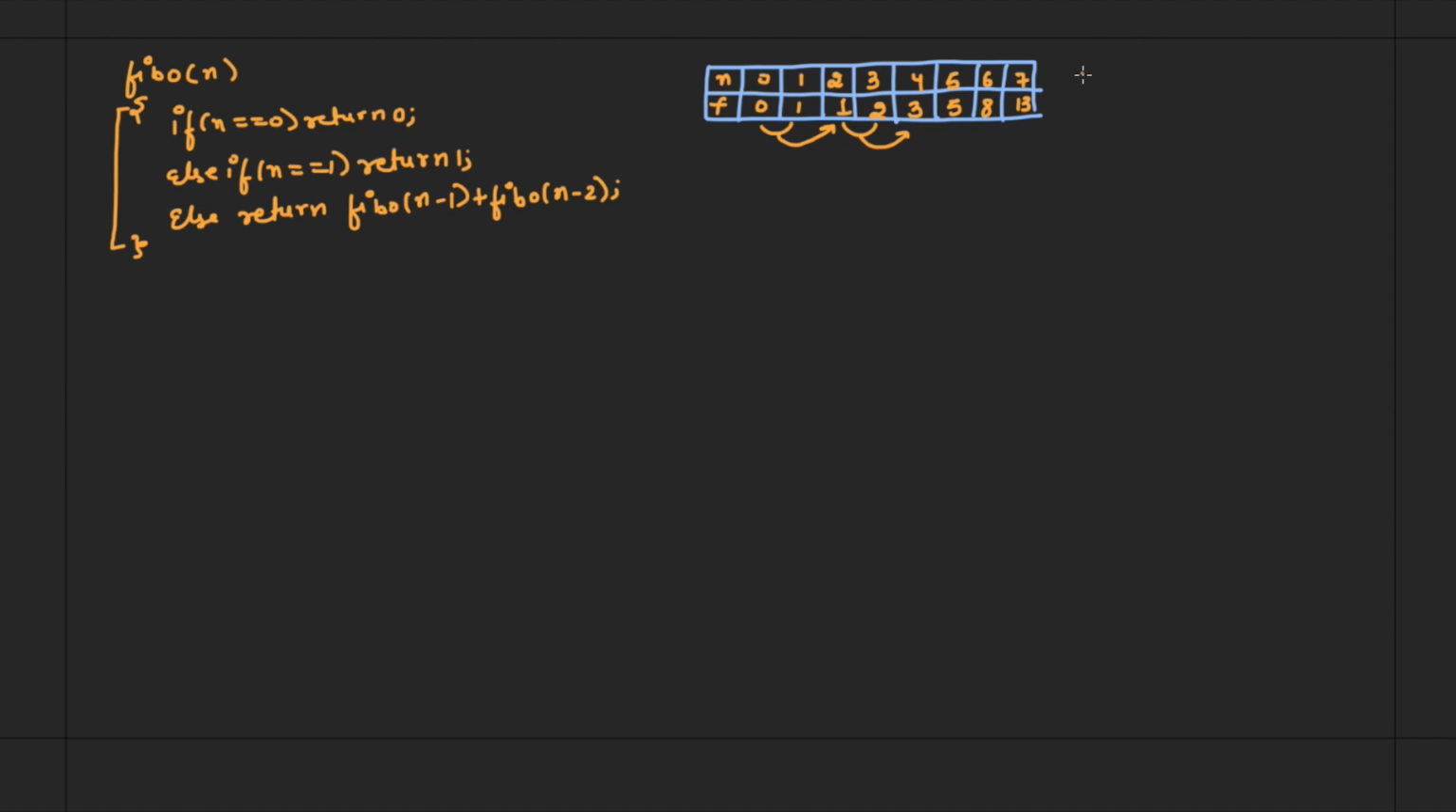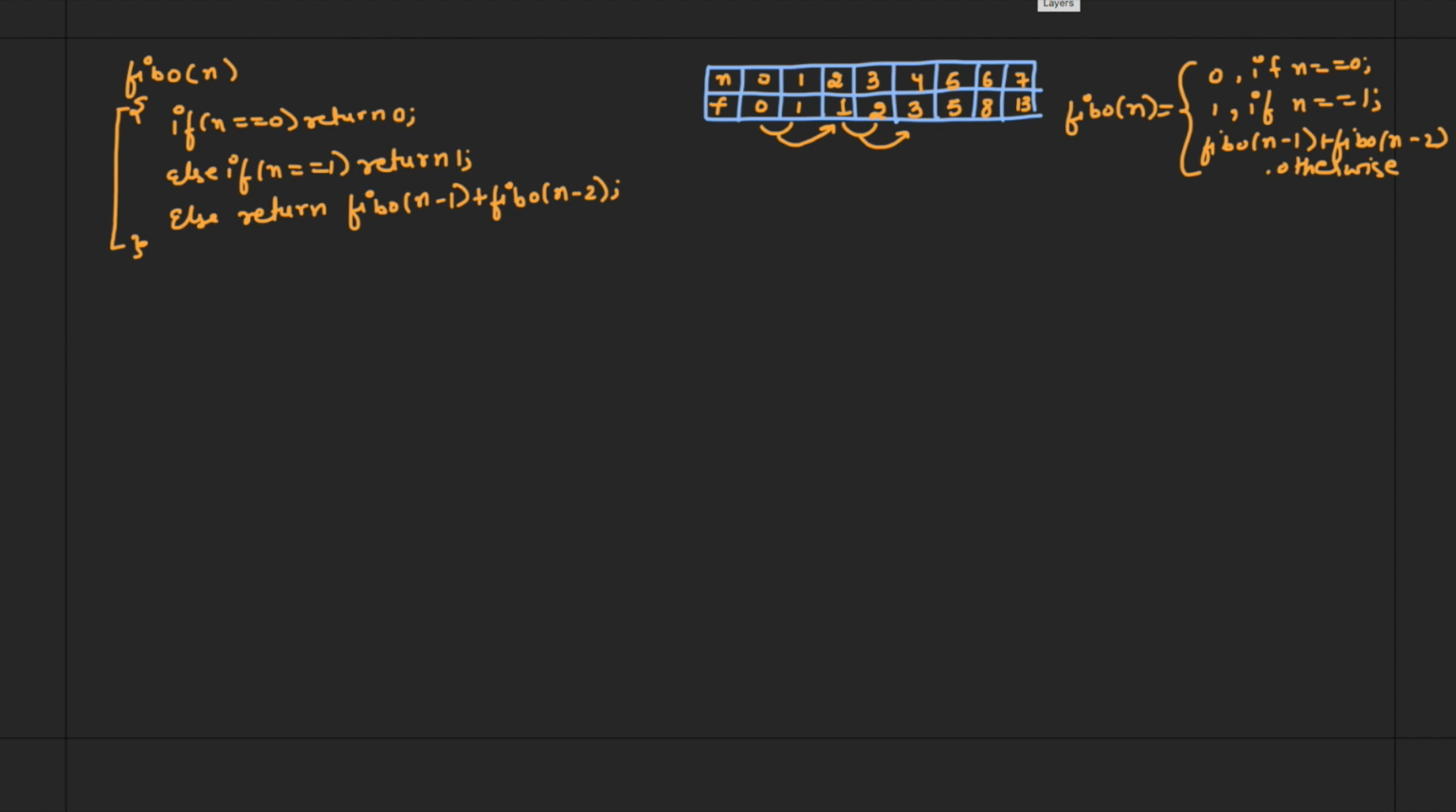So mathematically, Fibonacci of a number n can be defined as 0 if n is equal to 0, 1 if n is equal to 1, or Fibonacci of n minus 1 plus Fibonacci of n minus 2 otherwise. This is how you can find the Fibonacci of a number. I programmed the same thing into this program, and now I'll show how you can use it to find the Fibonacci of a number.